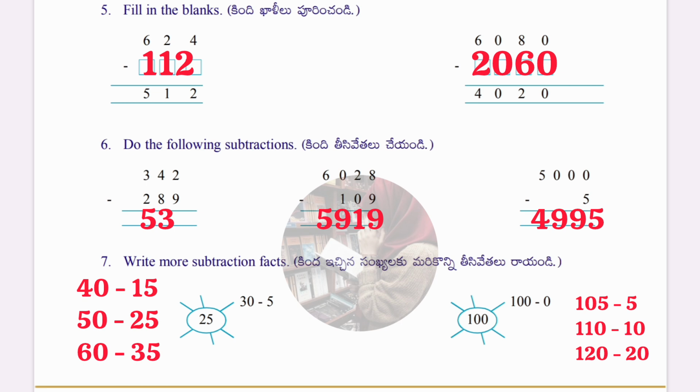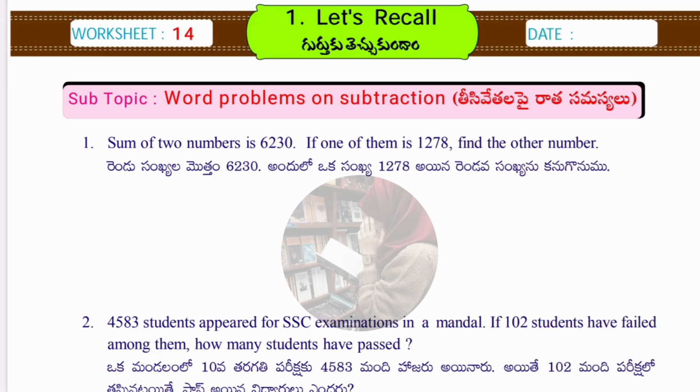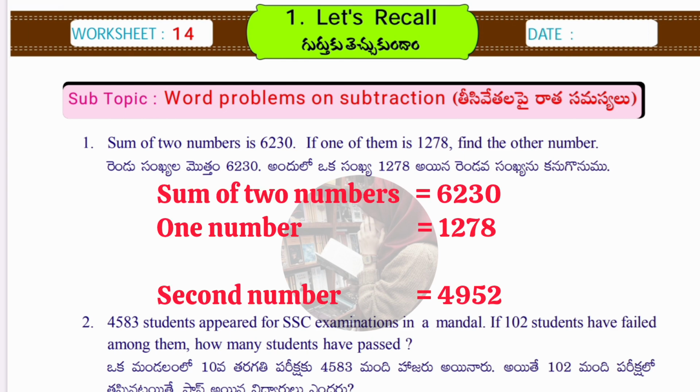Now we'll move to the next worksheet, worksheet number 14. Here the topic is word problems on subtraction. First we did the problems on addition, now we'll do the problems on subtraction. The question is: the sum of two numbers is 6230. If one of them is 1278, find the other number. Here the result is given and one number is given. To find the second number, you have to do the subtraction: total minus first number will give the second number.